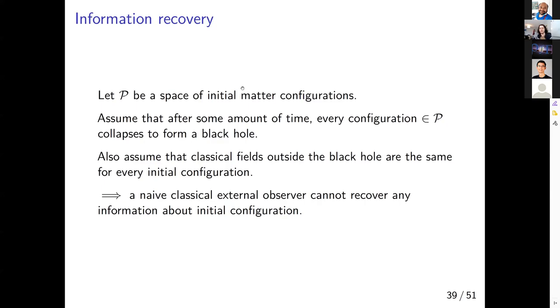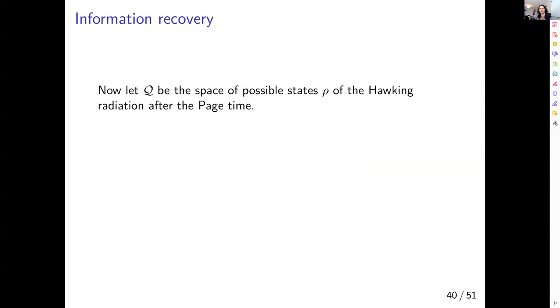Now, in addition, let Q be another space. It's the space of possible states of the Hawking radiation rho after the Page time. So a less naive observer is able to measure the Uhlmann phases of paths in this space. They could have set up a curve of initial states, which is what they have access to.